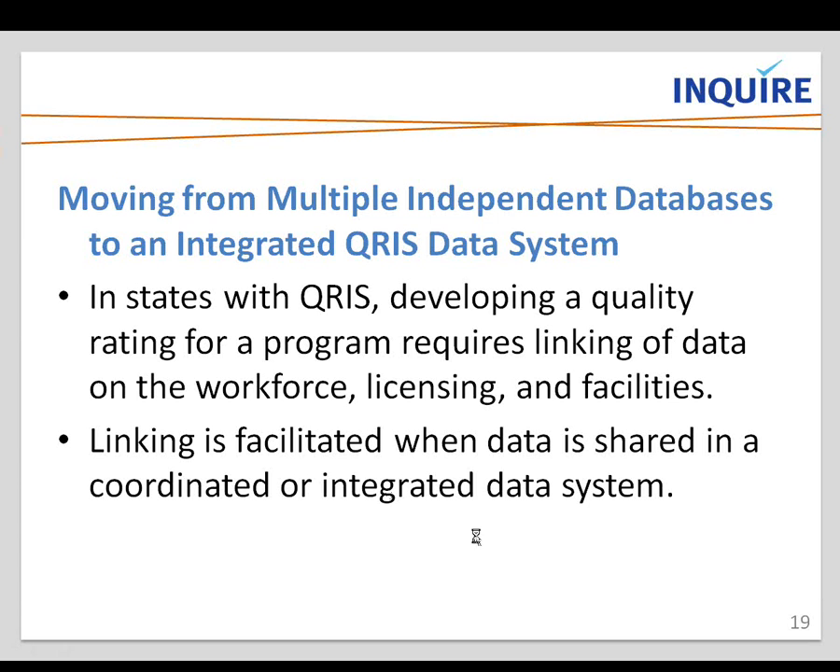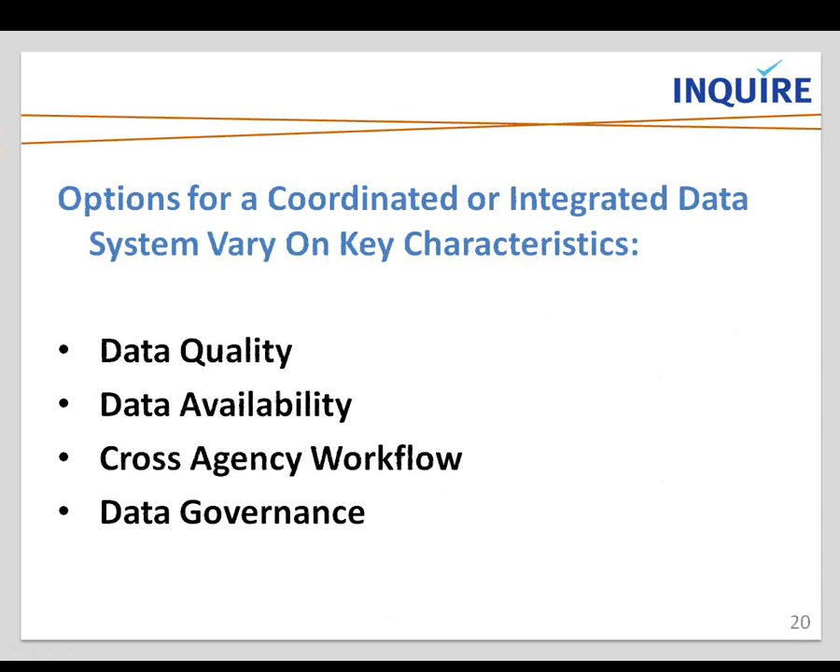There are 4 basic types of coordinated data systems with benefits and drawbacks associated with each, and each state is going to need to decide on the best fit for them. We're going to go through the options and show how they vary on these 4 key characteristics. Data quality refers to the accuracy, completeness, and currency of the data. Availability describes the ease of access to the data for those who need it to carry out their responsibilities, whether that's technical assistance or doing a rating, whatever their role. Efficiency describes how work flows across agencies, and governance will determine the quality, confidentiality, and security, and how efficiently and effectively the data system supports QRIS in its purpose and goals.